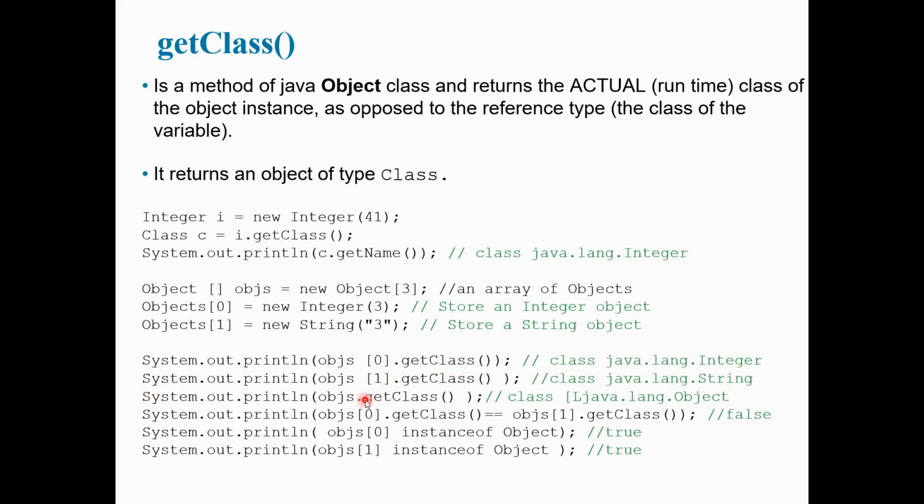Now if we call getClass on the overall array, we get an Object, because that's the first level that it can be found. It's an Object. Is the getClass of the 0th element the same as the getClass of the first element? No, it's not. So it returns false. By the way, both of these instanceof values return true because they both are instances of Object.